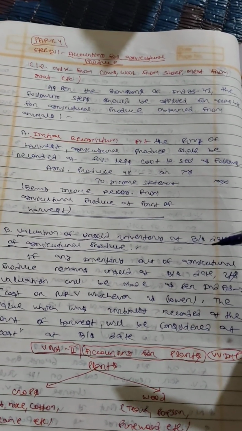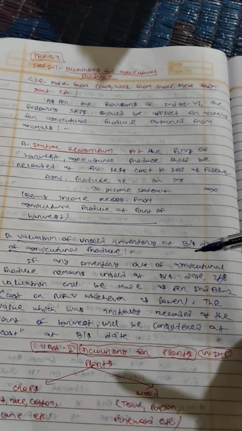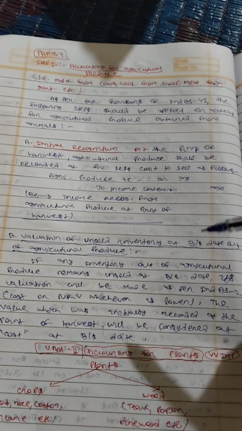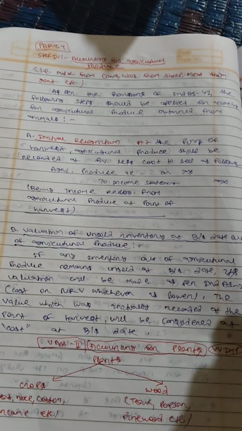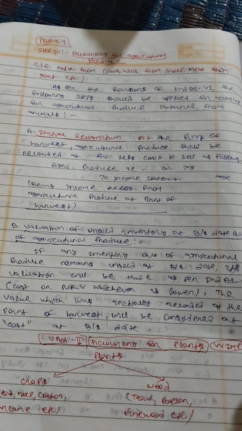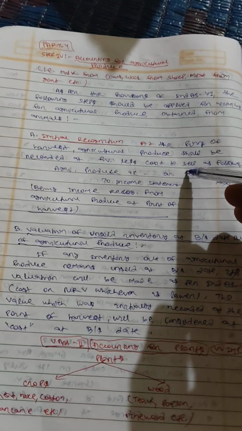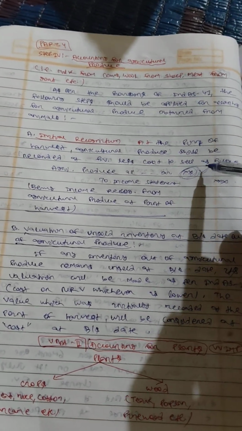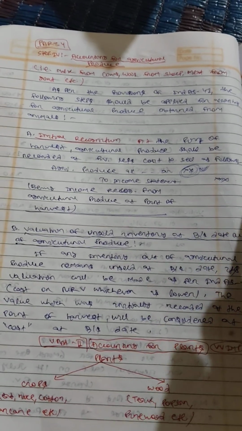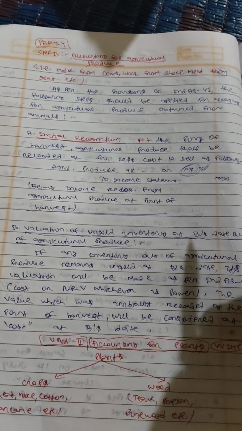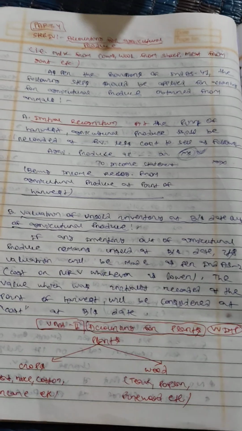Then valuation of unsold inventory out of agriculture produce. If any inventory out of agriculture produce remains unsold at the balance sheet date, its valuation will be made as per Ind AS 2, that is, cost or NRV, whichever is lower. The value initially recorded at the point of harvest will be considered as cost at the balance sheet date. So the value recognized initially is treated as cost, and at the balance sheet date we have to see the NRV, net realizable value, that is the market value less cost of sales. Whichever is lower, you have to value at that value.